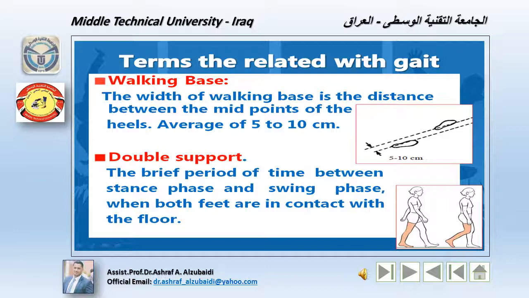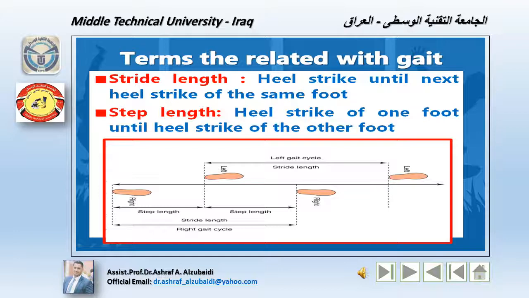The next one is double support, by which we mean the brief period of time between the stance phase and the swing phase when both feet are in contact with the floor. Another one is stride length, which we define as the distance between a heel strike and the next heel strike of the same foot, as we can see in the figure below. And the last term is step length, which we define as the distance between the heel strike of one foot and the heel strike of the other foot.